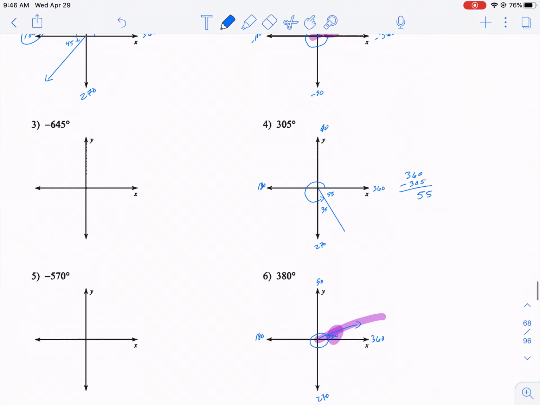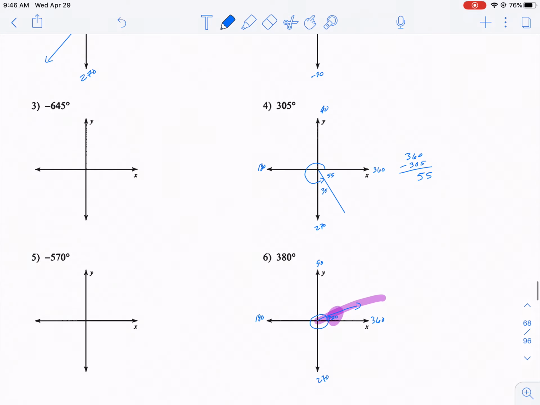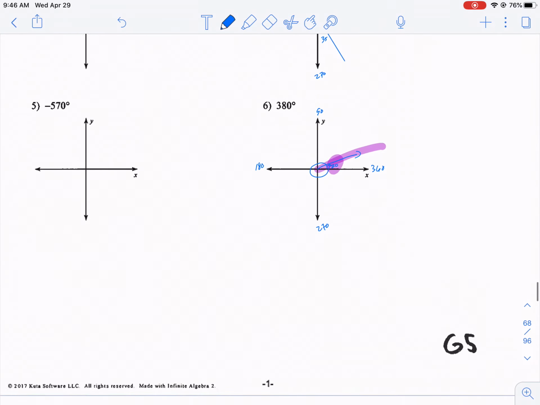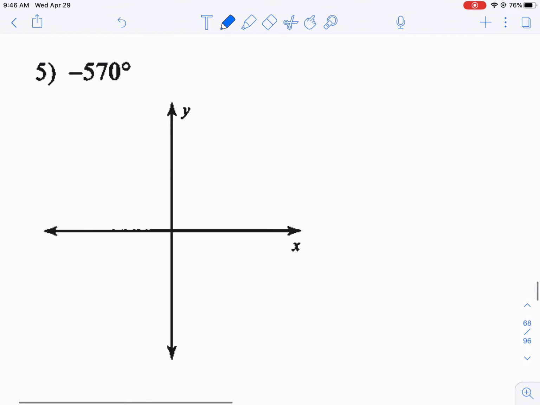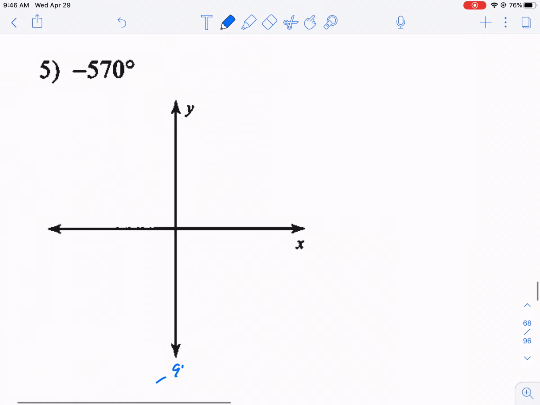Okay, let's do just a few more angles here. Well, let's just do one more. Let's do negative 570. So we're in the negative direction. Negative 90, 180, 270, and negative 360. So it's clear that I go past negative 360, right? So I'm opening backwards and I go at least a lap. The question is how much further do I go?